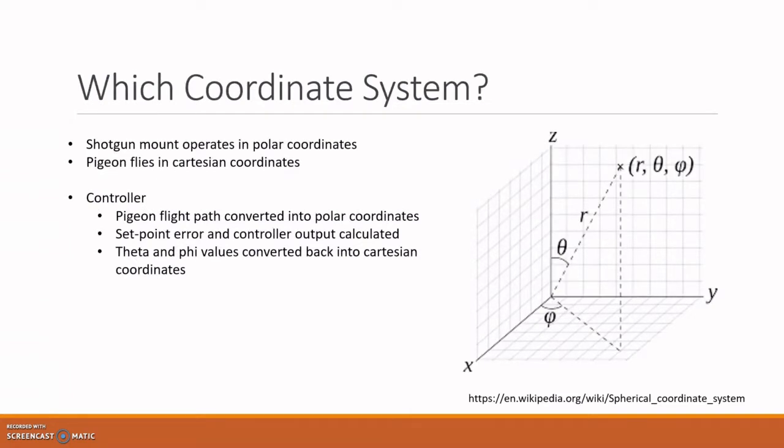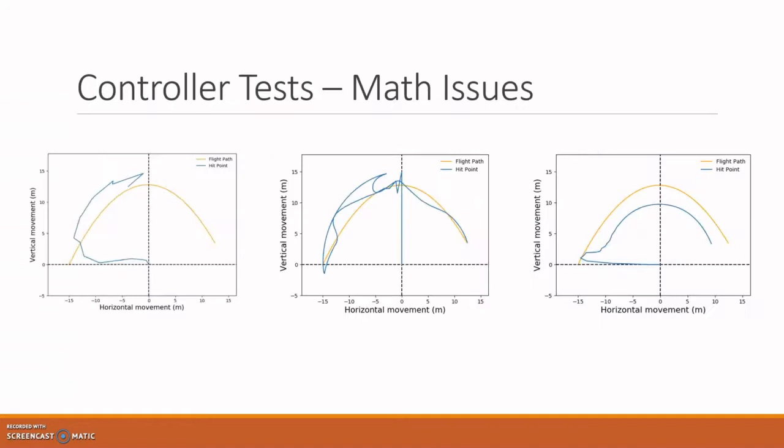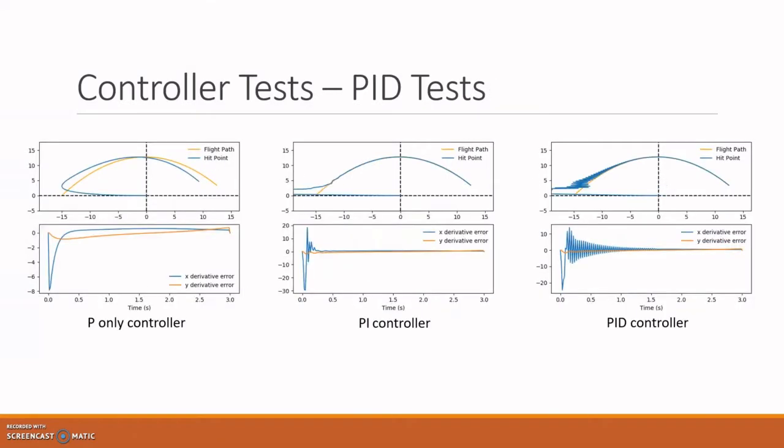Again, one of the more difficult things was converting between the coordinate systems, because the shotgun is operating in polar coordinates and the pigeon is flying on a Cartesian plane. But using some trigonometry, we were able to figure that out. These graphs are some examples of the issues that we had with the math early on. We had overcomplicated things with spherical coordinates and mixing up the x and y that the shotgun would be outputting. But in the end, we were able to get these issues resolved.